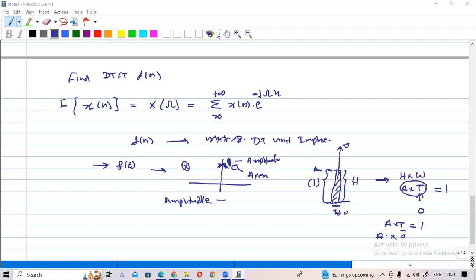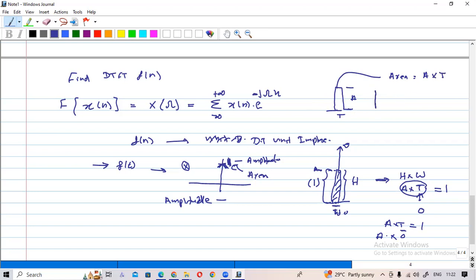No, no, amplitude should be not 1. You know that? If you get it, okay. So this is the pulse, okay. This is the pulse, okay. And you have amplitude and you have a time duration, okay. So if you want to find the area, now you have to multiply the amplitude with time duration, okay.